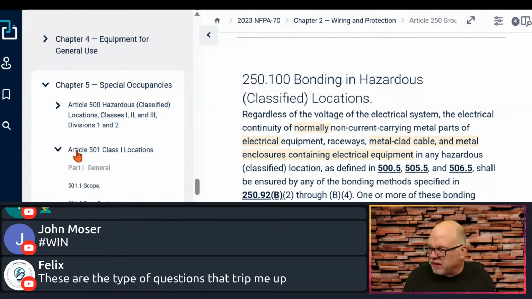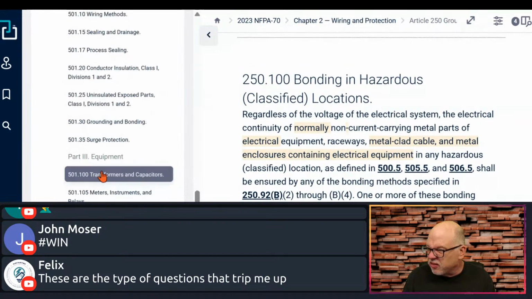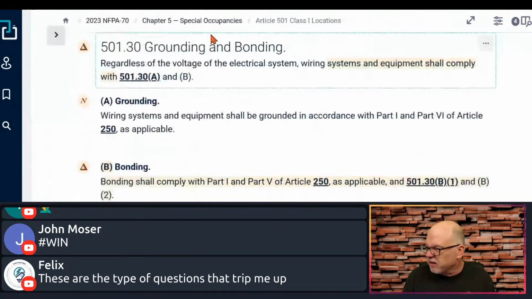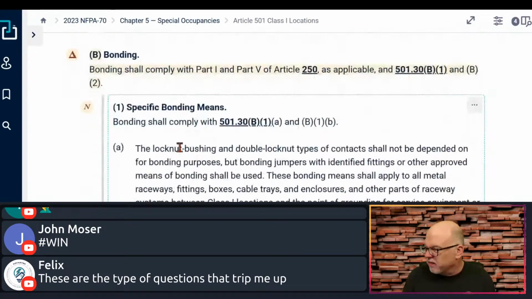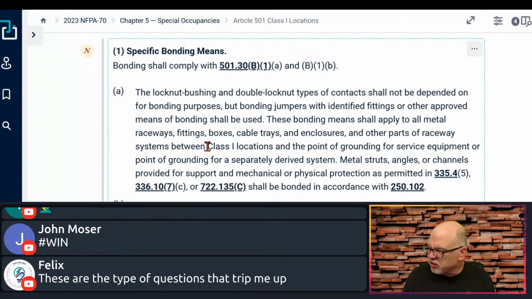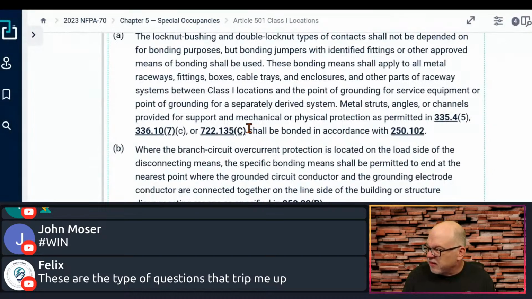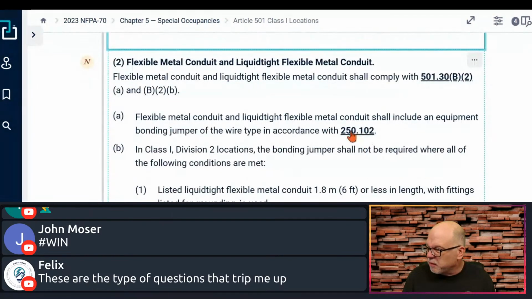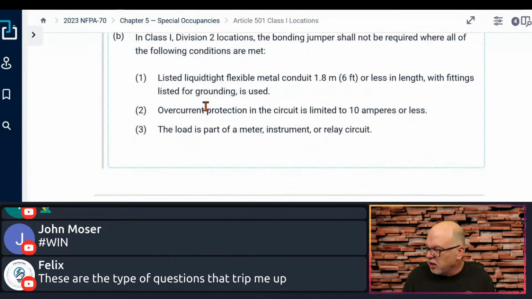So I'm going to go to 501.30 real quick just to see here. So this is grounding and bonding right here. And I want to do this here. And let's see here. What reference is it giving in here? Specific bonding, lock nuts, double lock nuts, and so on. It's giving us some reference in here. So it does give us 250.102. Doesn't necessarily give us 100. But it says shall be bonded in accordance with 250.102. Let's see. It talks about 251.02. It also gives us that.